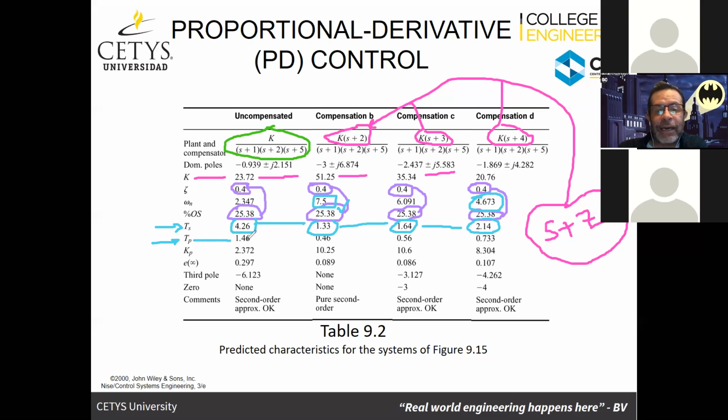So I am improving the response. And the peak time is also improved. So from having a peak time where the overshoot occurs at 1.46, almost 1.5 seconds, I can reduce that to 0.46. So adding that compensator is automatically improving somehow the transient response.